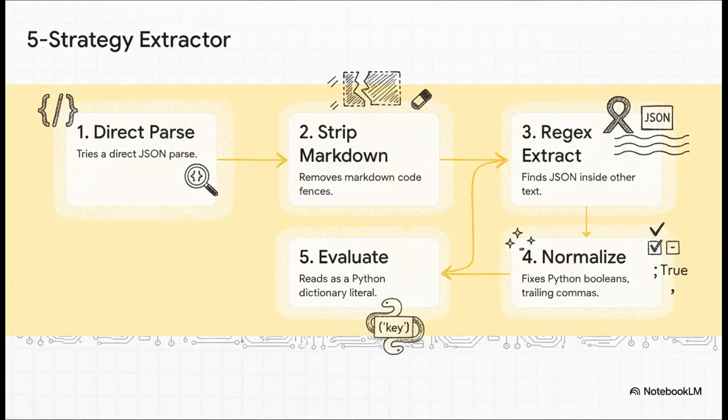Dagpipe's solution is this really rugged 5-strategy extraction process. It automatically tries to salvage valid data. First, it'll try direct parse. Then it'll strip any markdown. Then it uses regex. Then it'll normalize common errors. And as a total last resort, it'll even try to evaluate the string as a Python literal. It only gives up after all 5 of those strategies fail.